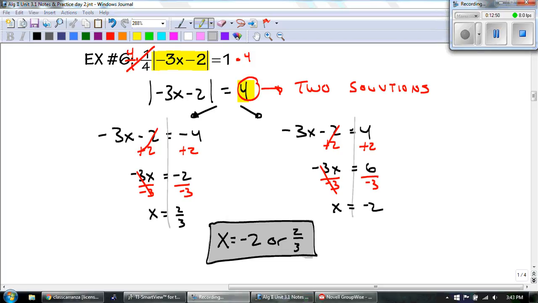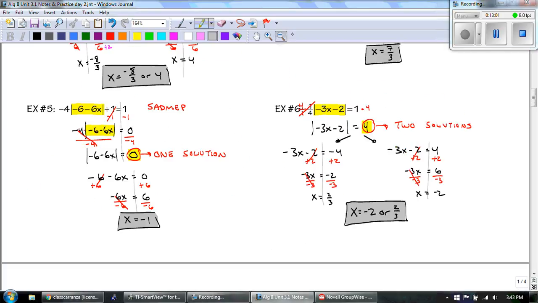Okay, and then we get x equals -2 or 2/3. Just remember, when you have 2 solutions, you put them in order from least to greatest, and that you need to have the word or, else. Okay, well, that's the first page.